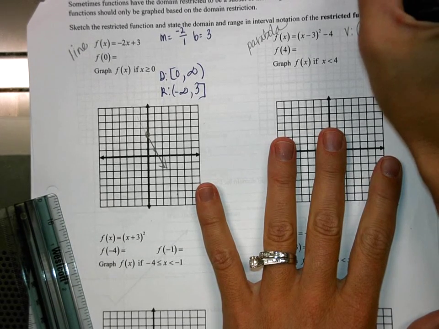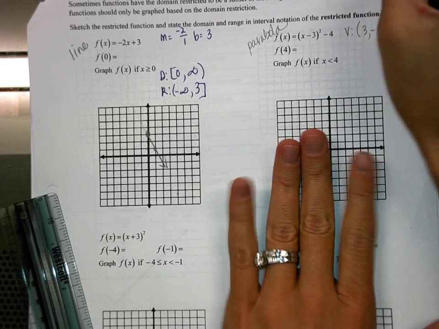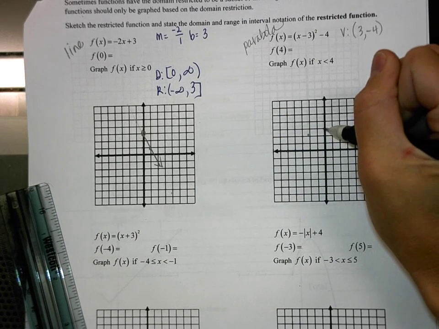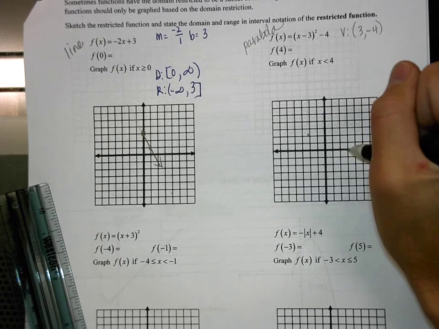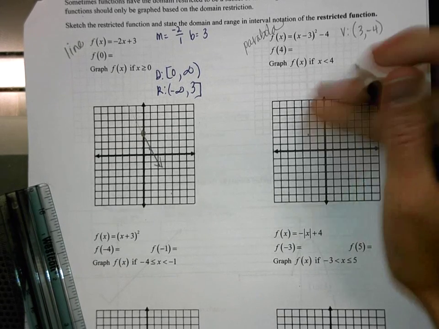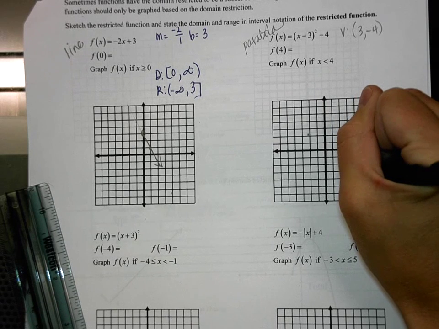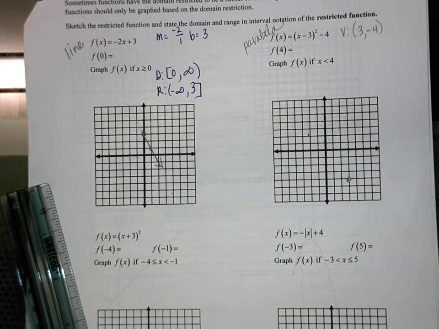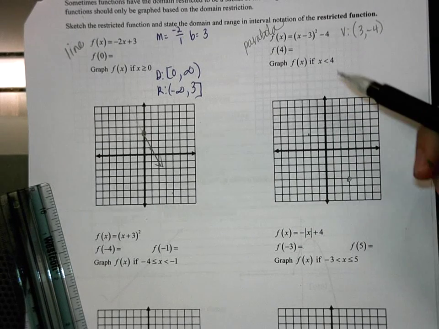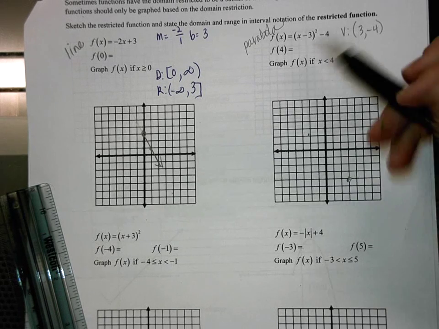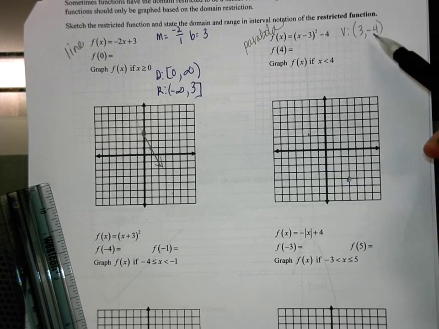And what would be my vertex on this one? 3, -4. Okay, so we're gonna go positive 3. Oh wait, sorry. Right 1, 2, 3. Down 1, 2, 3, 4. Okay, and would this parabola go up or down? Up.